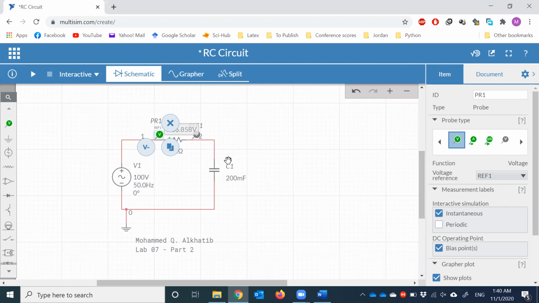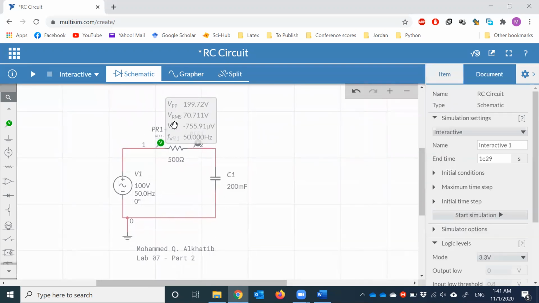So we just want to change the display. We don't want instantaneous. We want periodic. So periodic shows one period. It gives me information about the peak value and other information. So let's remove instantaneous and have periodic. And we have a lot of information here. This information is peak to peak voltage, RMS value, VAV, that's the average, and the frequency. So the frequency is 50 Hertz. That's basically the same as the input frequency.